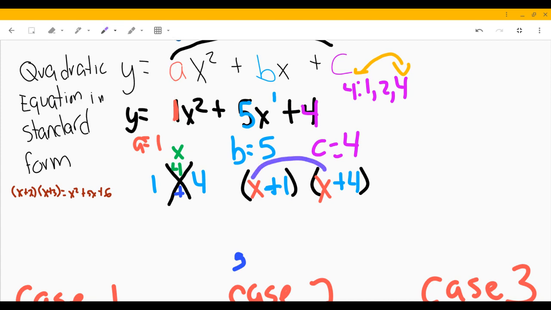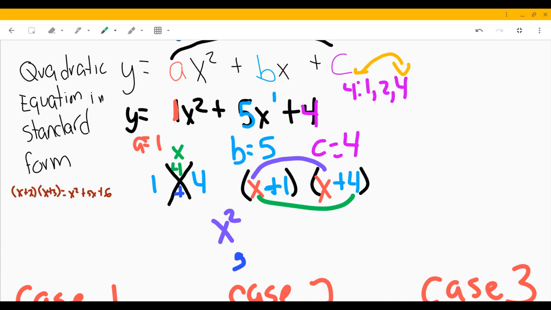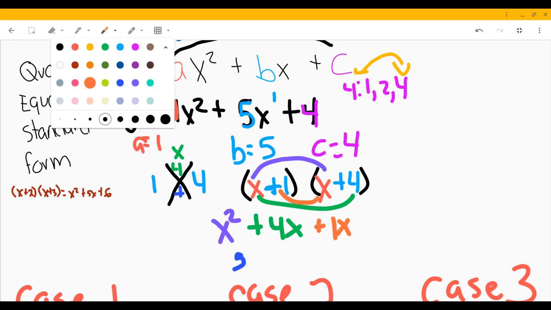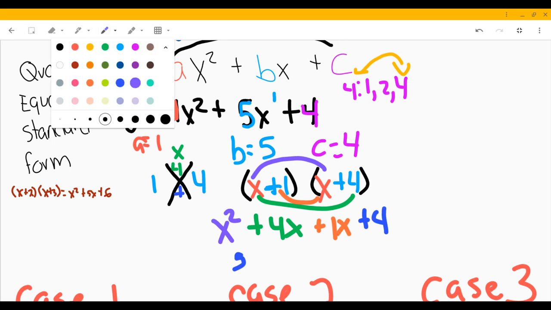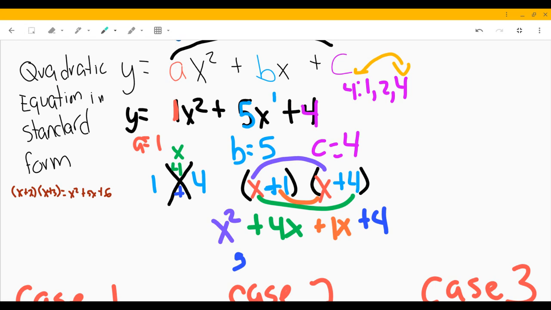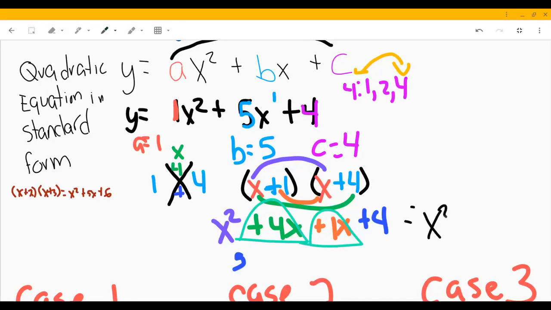So x times x gives us x squared. x times 4 gives us 4x. 1 times x gives us 1x. And 1 times 4 gives us positive 4. And I see here that I can combine like terms, the plus 4x and the plus 1x, which gives us the value of x squared plus 5x plus 4.